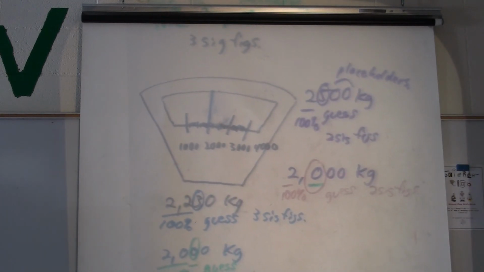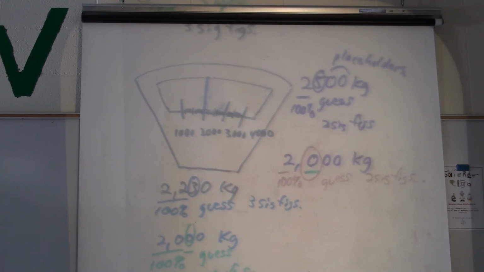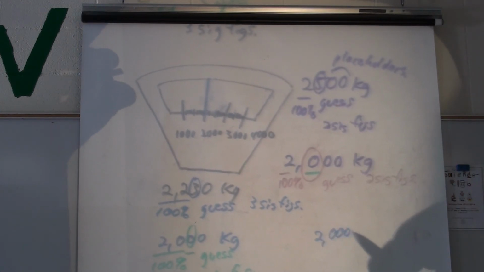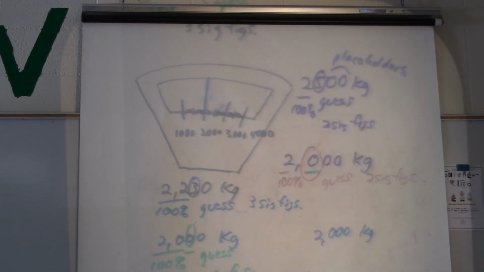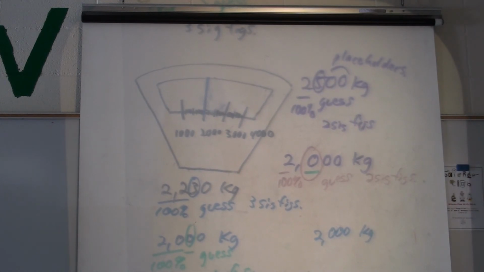And I know this stuff is very dry. It's not the most exciting topic in chemistry, but it is very important. Because what if I told you, Jared, that an airplane can only hold 2,000 kilograms? What numbers are we sure about? Just 2,000. If we didn't have sig figs, we wouldn't know what numbers are certain.